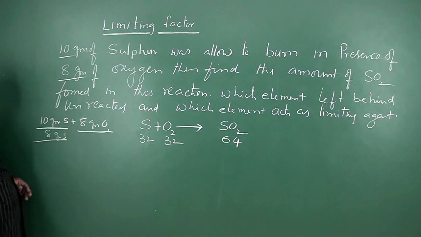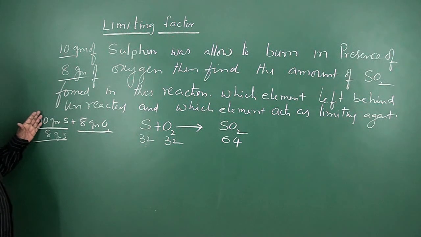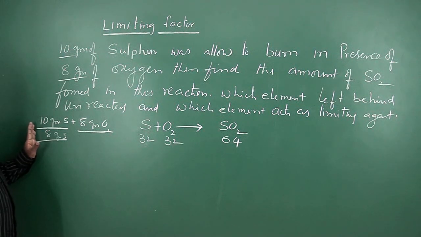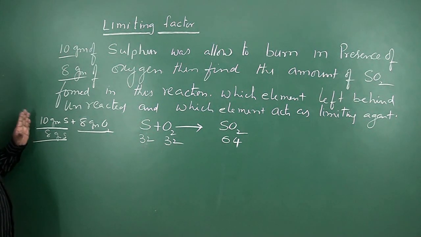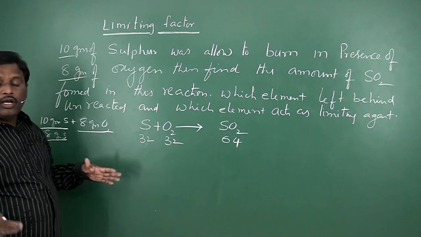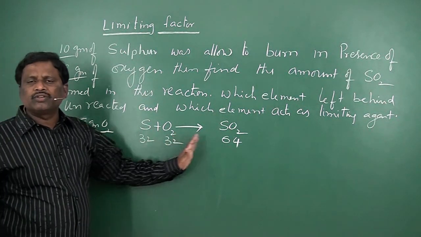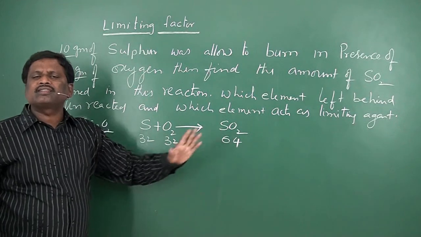So, out of 10 grams, only 8 grams of sulfur will take part in the reaction and 2 grams of sulfur will be left behind unreacted. So, the element which is left behind unreacted is sulfur and its mass is 2 grams. Now, only 8 grams of sulfur was burned in the presence of 8 grams of oxygen. Automatically, how many grams of sulfur dioxide will form? Just add their masses. 32 plus 32 gives 64. So, 8 plus 8 gives 16.